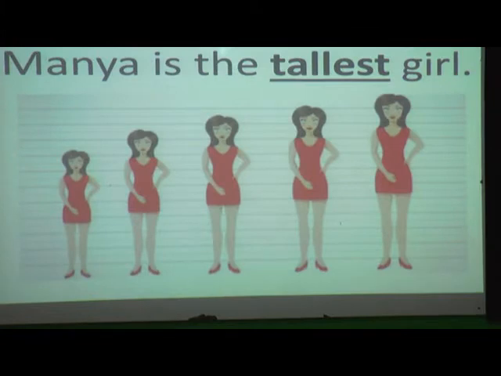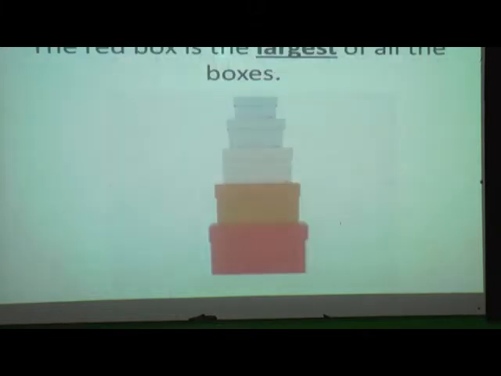Next, Mania is the tallest girl. If you see here, so many girls are there. We will consider this girl is Mania. So in all these girls, who is tallest, students? Yes, Mania. So Mania is compared with how many girls? 1, 2, 3, 4. So who is tallest in this? Mania is the tallest girl. So tallest is what? Yes, we are comparing more than 2 things or persons. So we are adding est to the original form of the adjective.